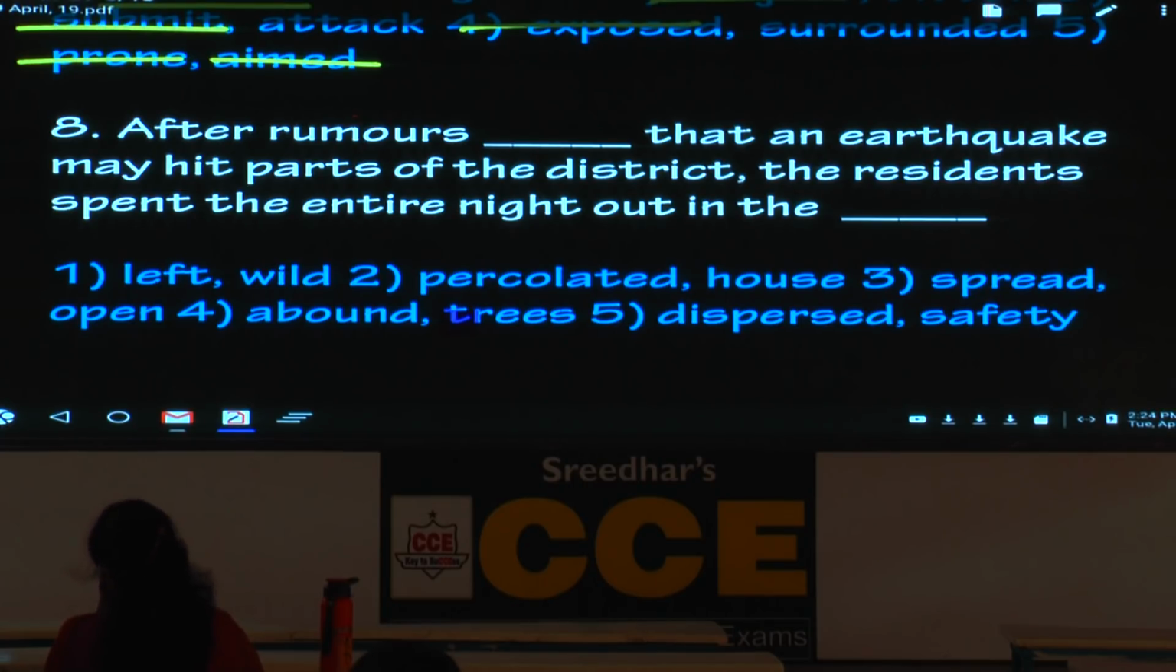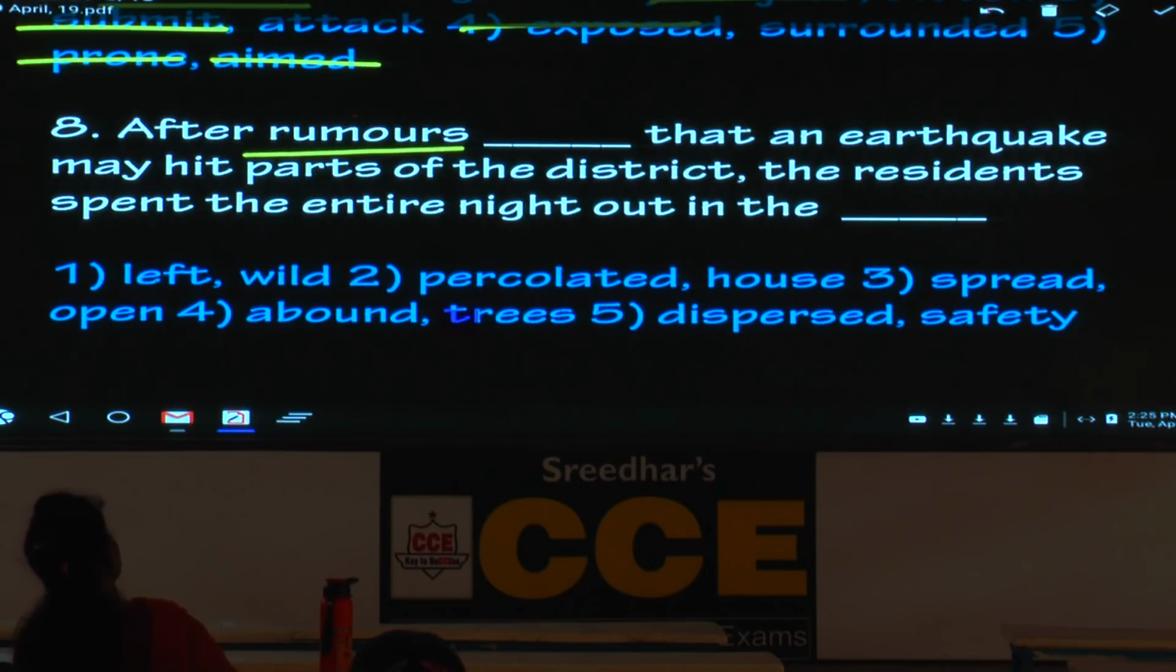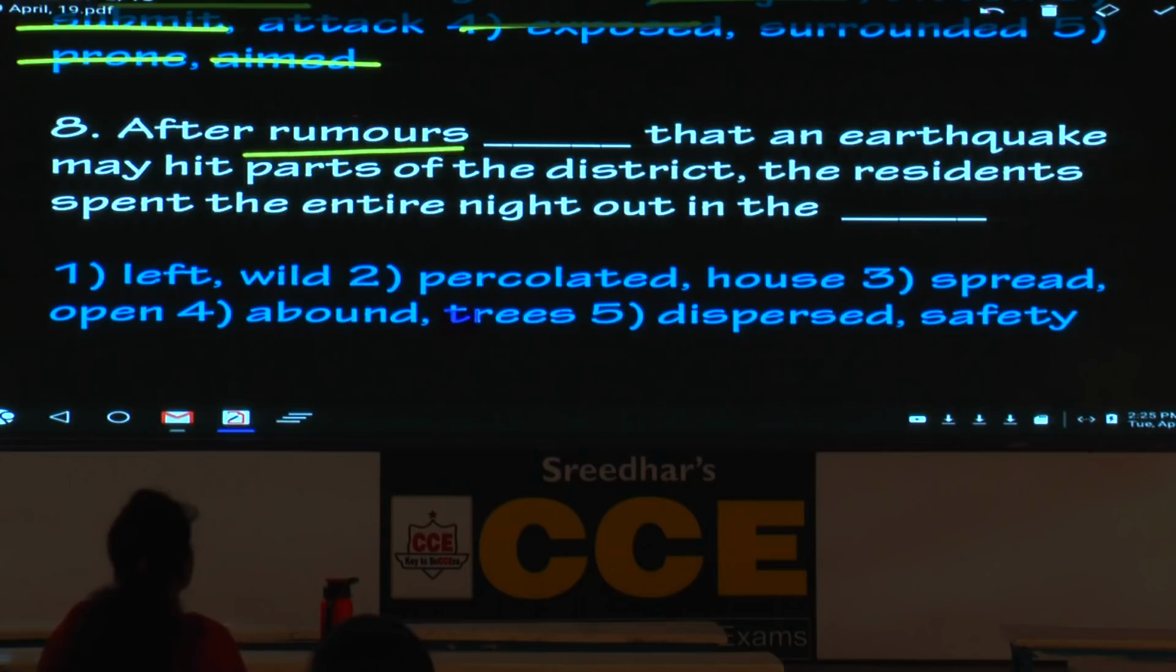Question number 8. After rumors, underline the word rumors. Rumors, what is a combination word generally? Spread. Fire spreads. Rumors spread. Which option has that? Third option. After rumors spread that an earthquake may hit parts of the district, the residents spend the entire night out in the open. That seems perfect. Hold the third option. We'll check other options. After rumors left, we don't use the word left. Write one word, subsided. There's one word. Please write.